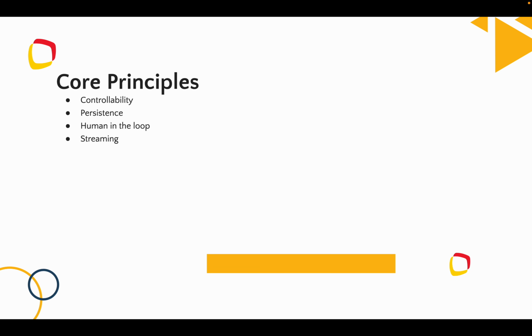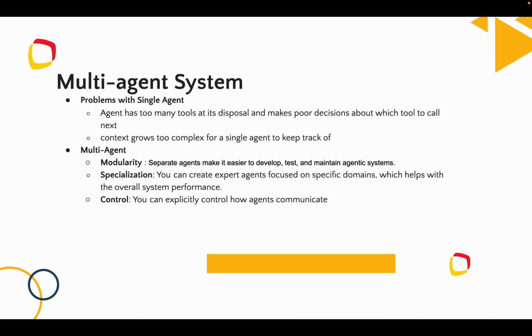And there are a few core principles, which we have already discussed. This is controllability. They are providing high control and persistence, and humans can enter the loop in between, and it provides streaming also. Streaming can be node based, or it can be a full completed stream also. We will discuss these one by one. This is about the core principles and the use of LangGraph. Then we can discuss another topic, the multi-agent system. So why do we need the multi-agent system?